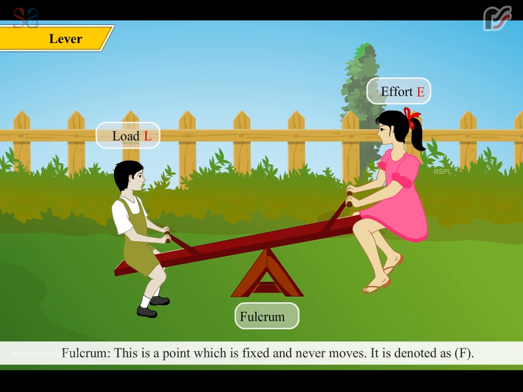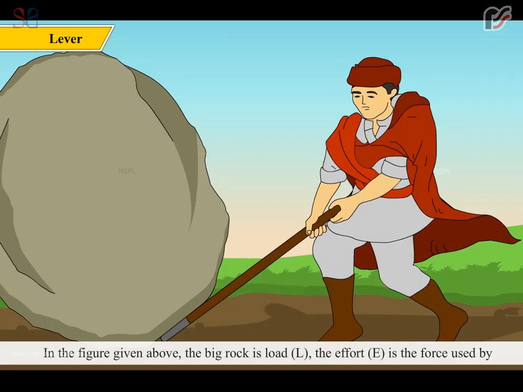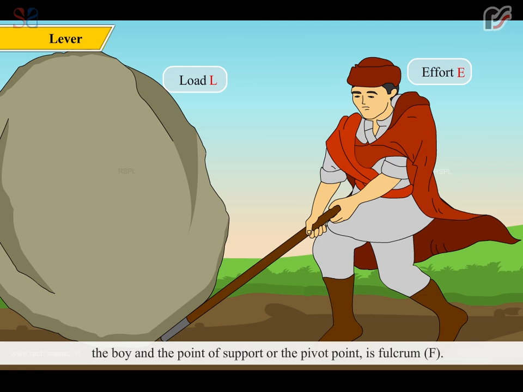Fulcrum. This is a point which is fixed and never moves. It is denoted as F. In the figure given above, the big rock is load, L. The effort, E, is the force used by the boy, and the point of support or the pivot point is the fulcrum, F.